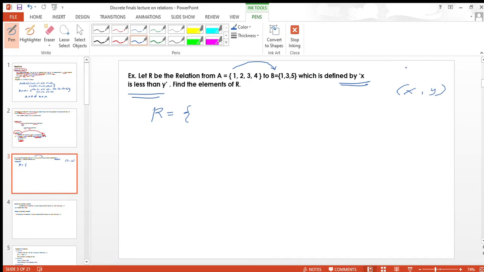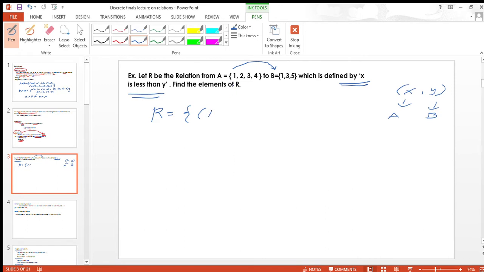Your relation is defined as from set A to set B. Therefore, this will come from your set A. This will come from your set B. Your condition is x is less than y. So you just get all ordered pairs such that your x is less than y.